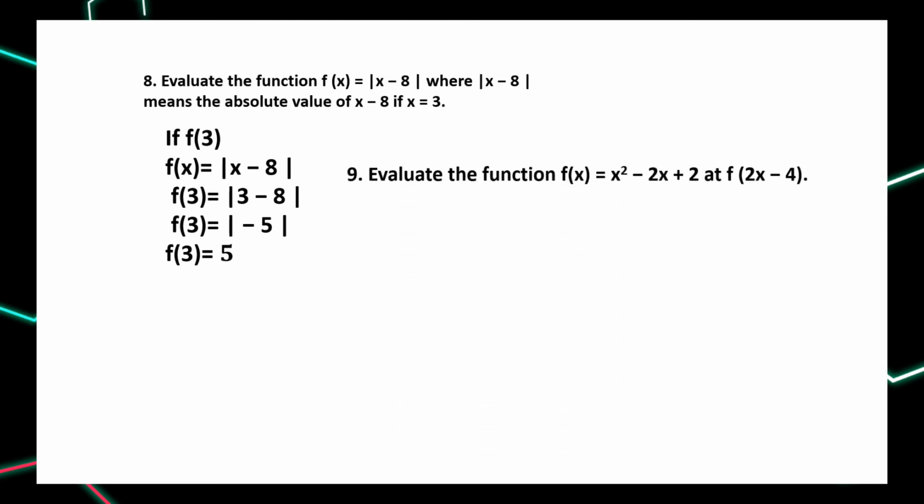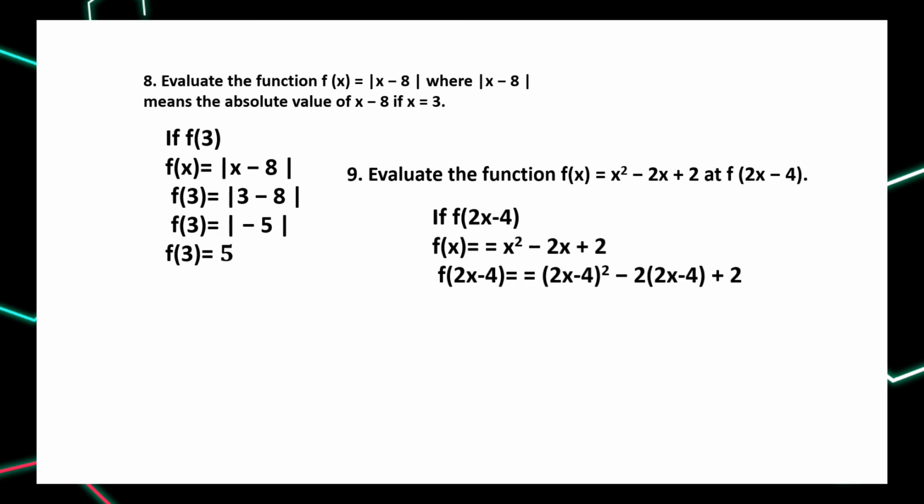For number 9, evaluate the function f of x equals x squared minus 2x plus 2 at f of 2x minus 4. So we will change x by 2x minus 4. So this will become square of 2x minus 4 minus 2 times 2x minus 4 plus 2. So pinalitan natin yung x ng 2x minus 4.